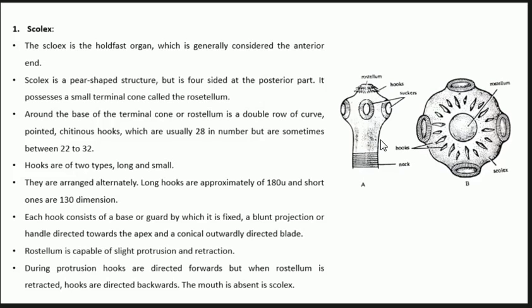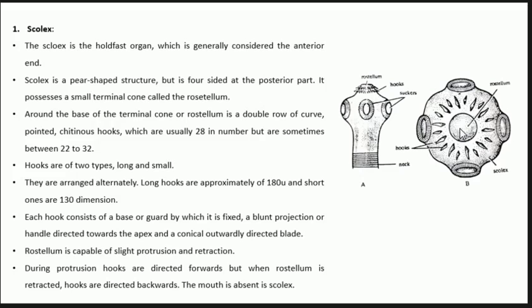At the anterior tip it possesses a small terminal projection called the rostellum. Okay, it's a pear shape. You have these suckers at four parts, four regions, four sides, but at the tip of it you have the rostellum. Just look at this diagram: at the center you have the rostellum and this whole area is the scolex, and here you have the neck.